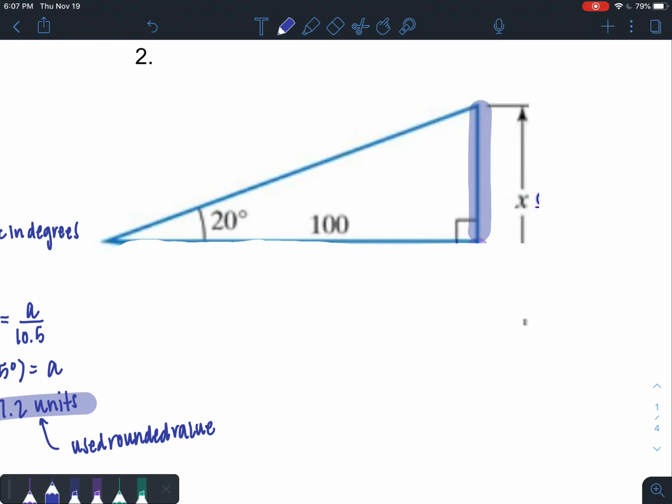Okay, let's call the blue A. And we'll eventually have A plus B is equal to X. So for A, we've got an angle, and then we have the adjacent side and opposite side. So that's going to be the tangent of 20 degrees is equal to A over 100. So then A is equal to 100 times tangent of 20.